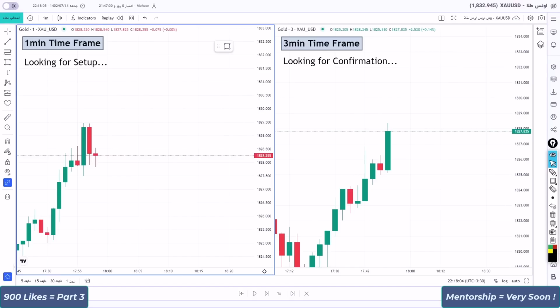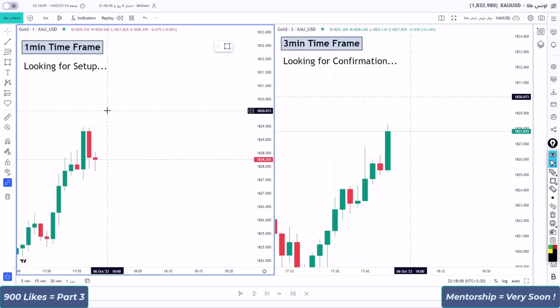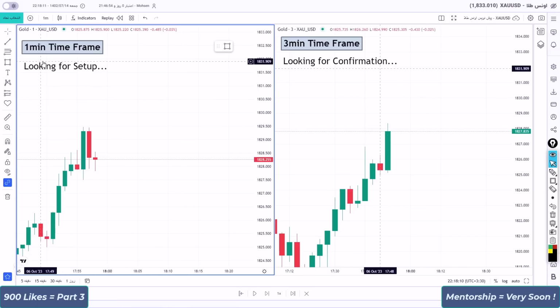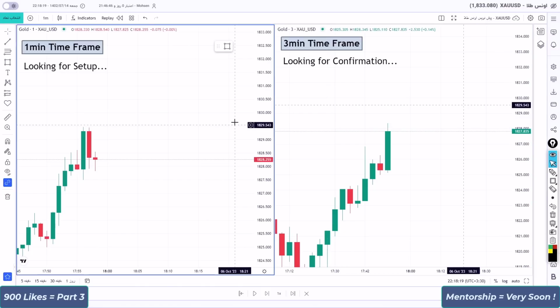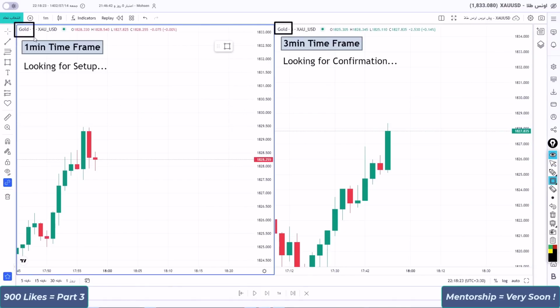Okay, now look at this example, guys. I was thinking of an idea to show you the 1 minute time frame and the 3 minute time frame at the same time, and then I came up with this idea of playing them side by side. So we have the same chart here, which is gold in this case. It doesn't matter which chart it is, it can be Euro USD, it can be AUD CHF.